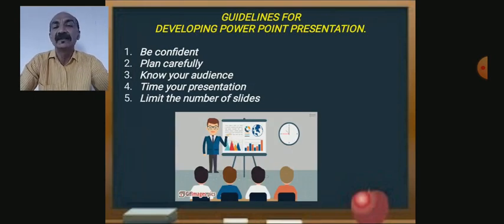Now let's see the second point. Second point deals with guidelines for developing a PowerPoint presentation. As we have discussed right now, presenting yourself is more important, and for presentation what is required? It is required PPT, that is PowerPoint presentation. So let's see some points related to preparing a PowerPoint presentation.